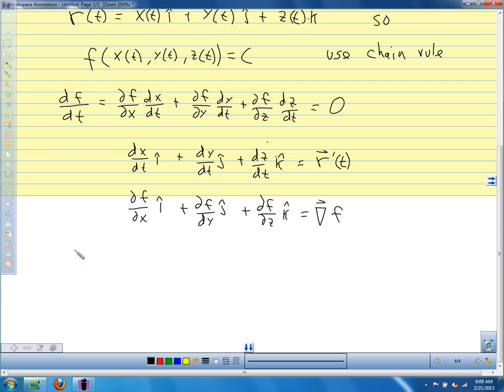So df dt is del f dot r prime of t. And that equals 0. So what does that tell us about del f and r prime? So del f and r prime are orthogonal.